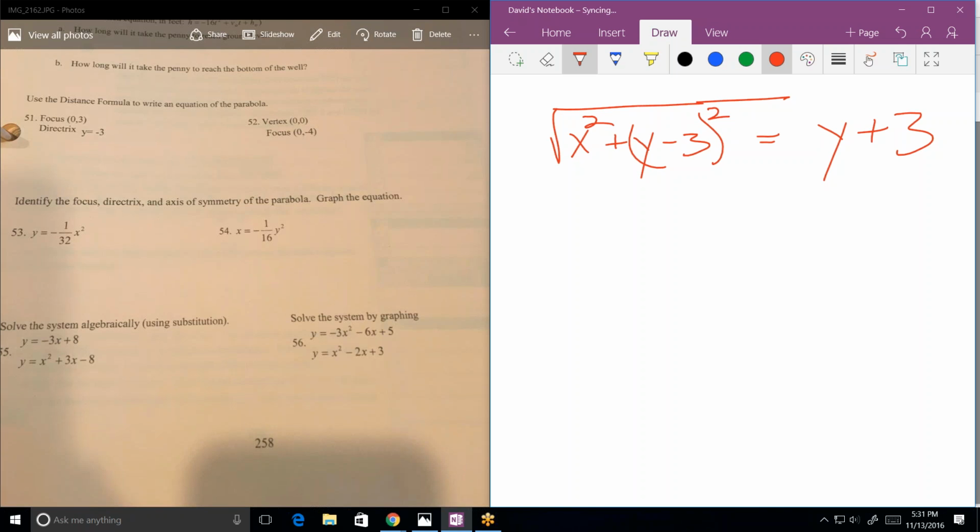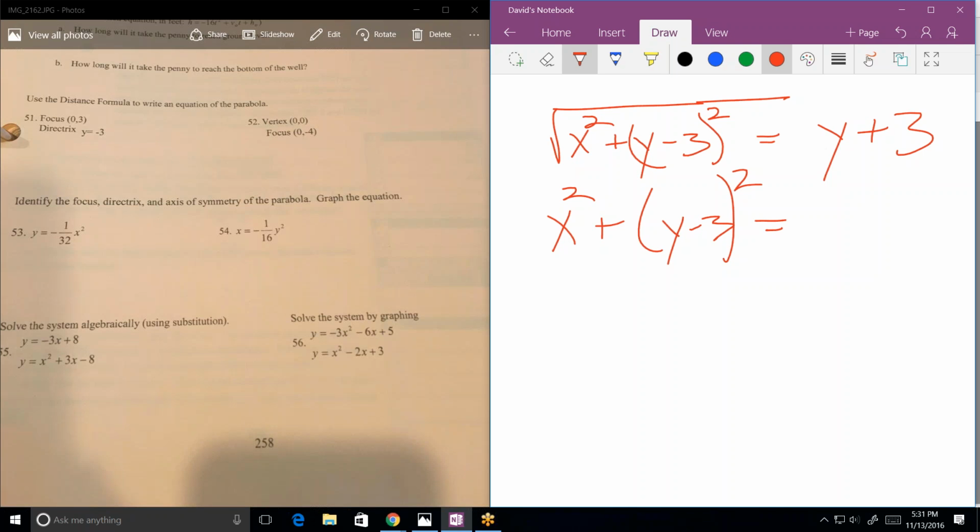When you've got a square root, what can you do to get rid of the radical sign? Square both sides. Not multiply, just square it. Well, when I square the left, I just remove the radical sign. What do I get when I square the right?